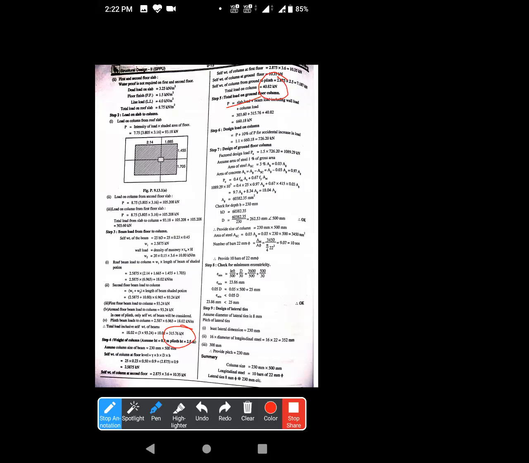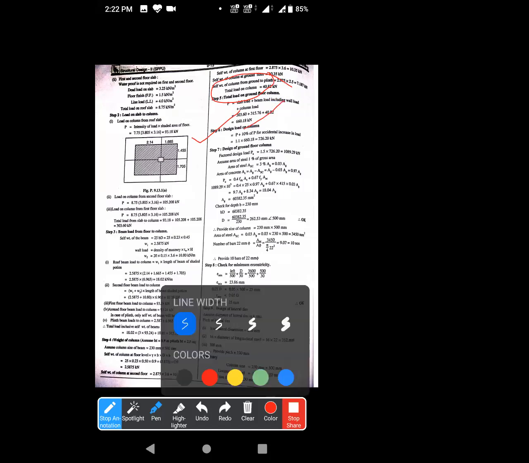Okay, now the addition of this will give you the total load on the ground floor, that is 660.18 kilonewton.